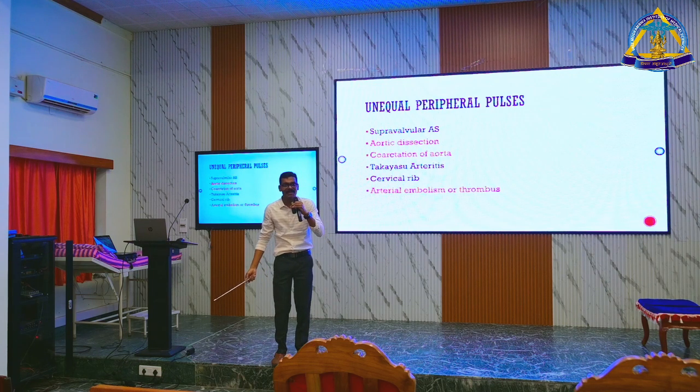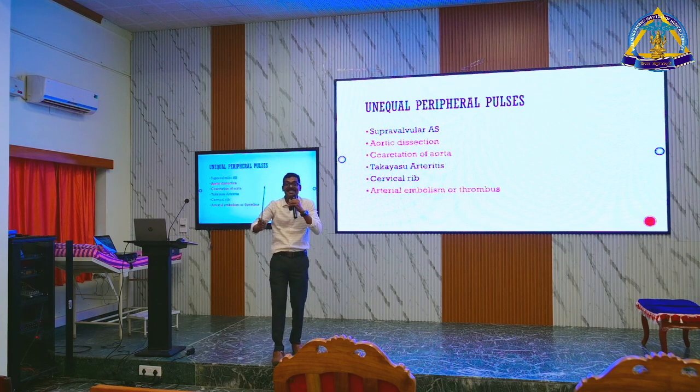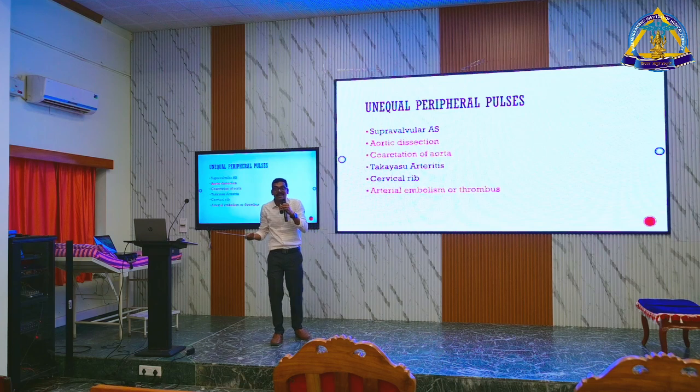What is the diagnosis? The dissection obstructs some part of the origin of some arteries. Dissection will go spiral. It will spare the origin of some arteries. So some arteries will be felt. So if you have pain with unequal peripheral pulses, what is the diagnosis?